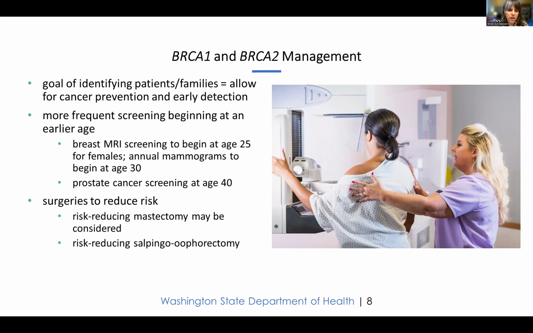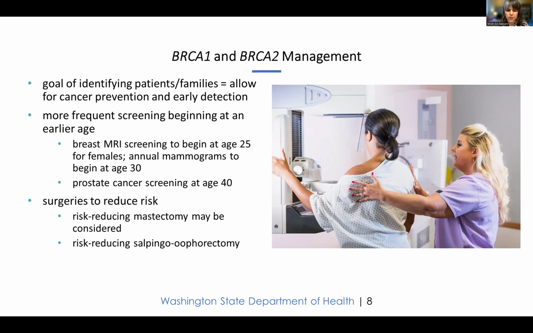Some examples of management, and there is much more detail available in written guidelines out there. But for female breast cancer, we can begin screening at age 30 with both mammograms and breast MRI, or even 25 for breast MRI. So it's much younger than the general population. Another example is with prostate cancer, we can start that screening at age 40. Again, much younger than the general population would have.